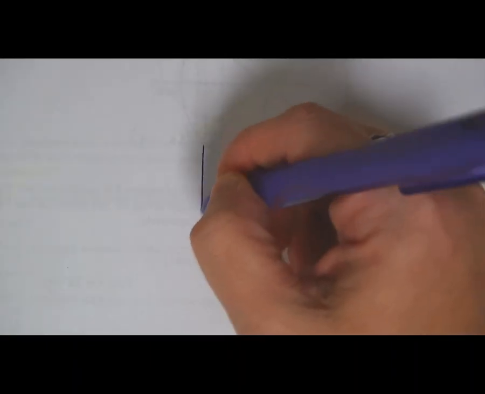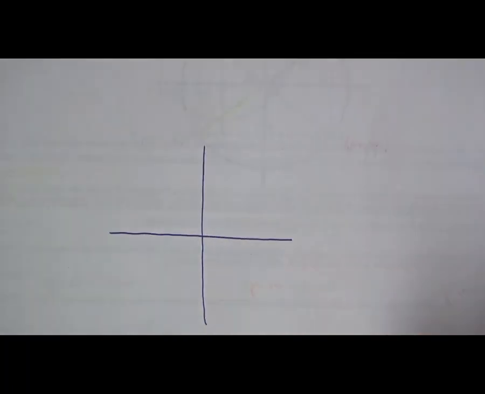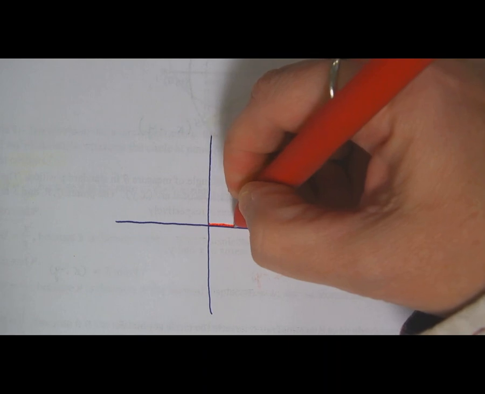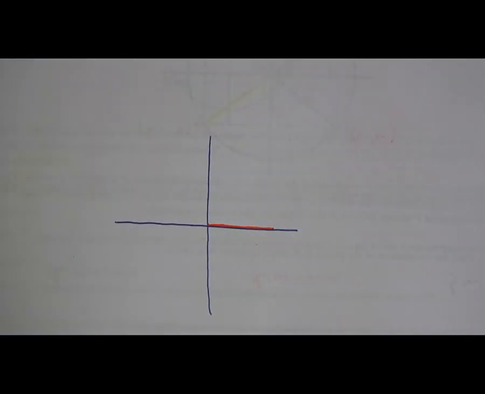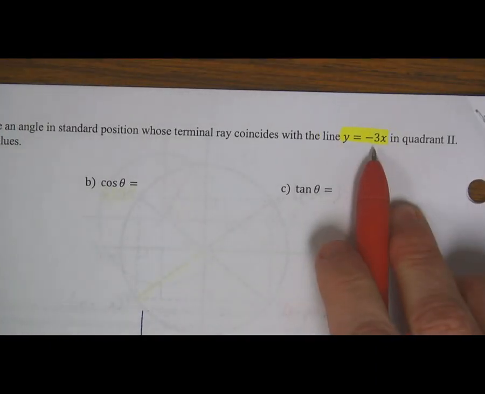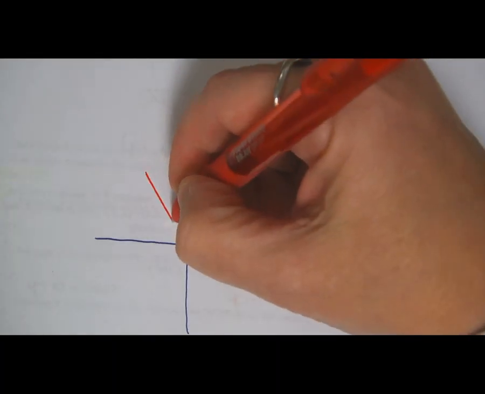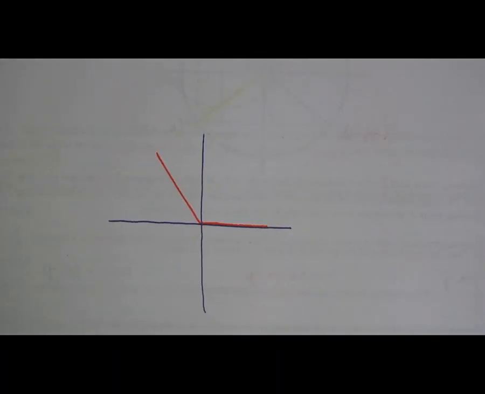Find the following values. So here's what I want you to do to the best of your ability. I want you to draw an x and a y axis. And I want you to draw an angle in standard position, which means it's going to start on the x-axis, and the terminal ray is going to coincide with y equals negative 3x. Well, if you think y equals mx plus b, what is the slope of this line? Negative 3 is the slope of the line. And it's in quadrant 2. So it's going to be somewhere like right there. The slope is negative 3.